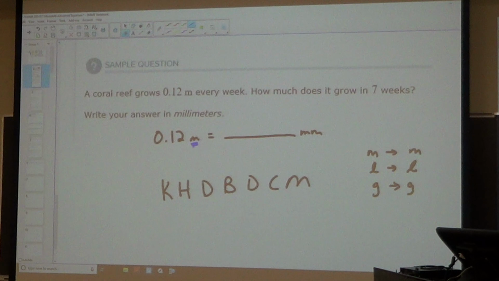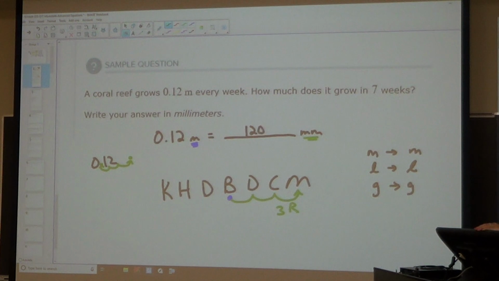So teacher, where do I start? In the middle. And where am I headed to? To the M. How many jumps is that? That's 3 jumps to the right. So I pick up my decimal and I move it 1, 2, 3 jumps, so it's not here, it's now here. So what's my answer going to be?